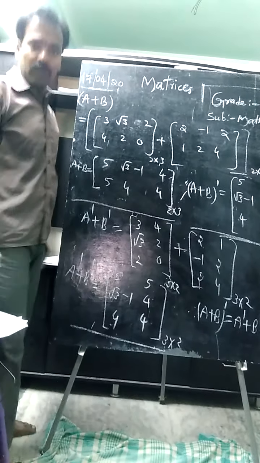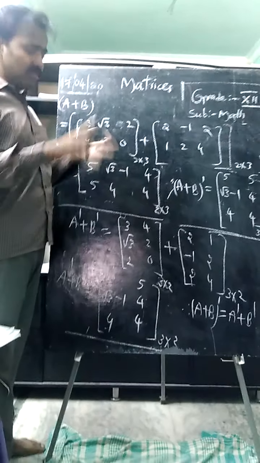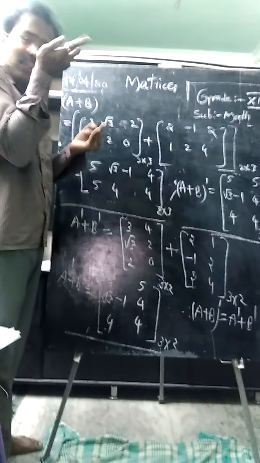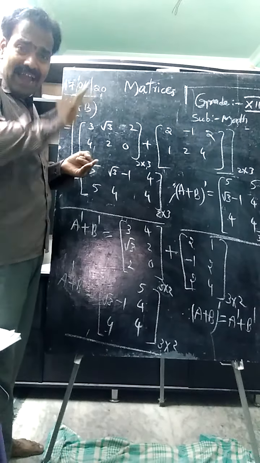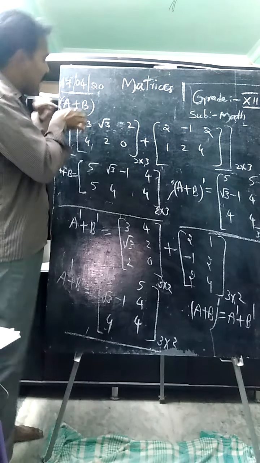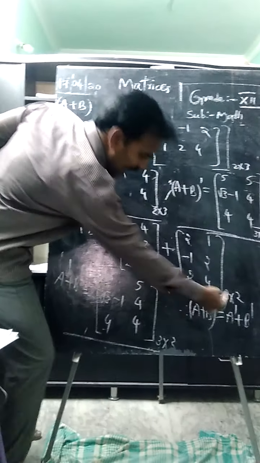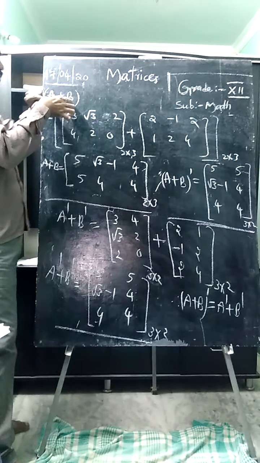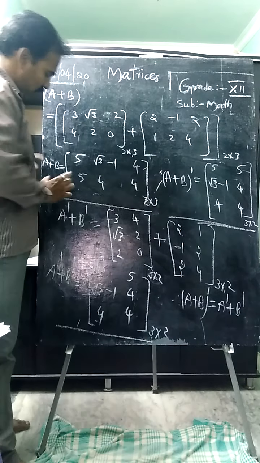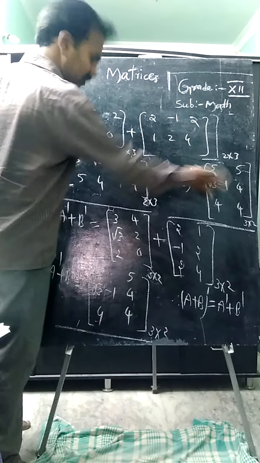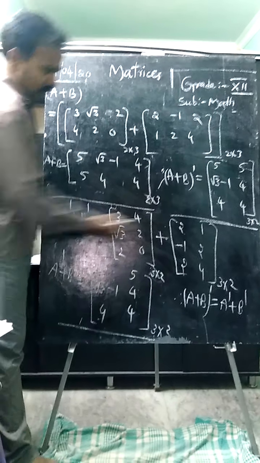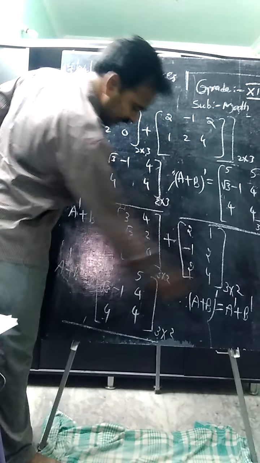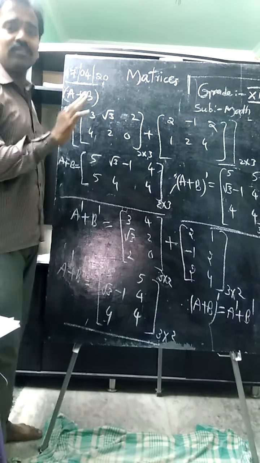From this we proved it. Once again I am repeating, students: we proved that the transpose of the transpose of a given matrix equals the given matrix, that is (A dash) whole dash equals A. Now we checked (A plus B) whole dash equals A dash plus B dash. First find A plus B, then find the transpose of A plus B, then write the transpose of A directly plus the transpose of B. We got the same result. From this, these two properties are proved.